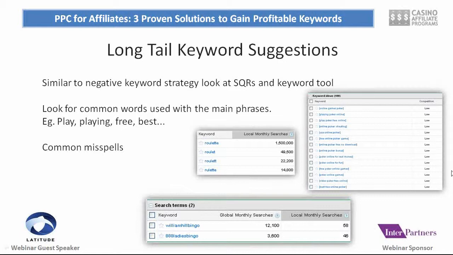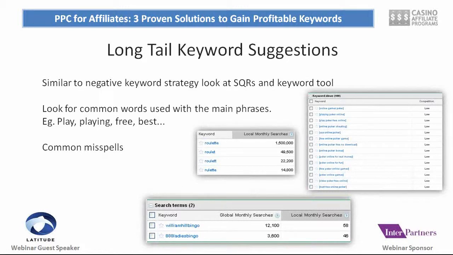Now, if you were wanting to look to expand your account, then for many of you who perhaps have not got as much budget as some of the bigger spenders, long tail keywords are often the keywords that are most profitable for you. You can go about finding them, similar to the negative keyword strategy, in the search query reports as well as the keyword tool. And this is where perhaps you have to start thinking outside the box.